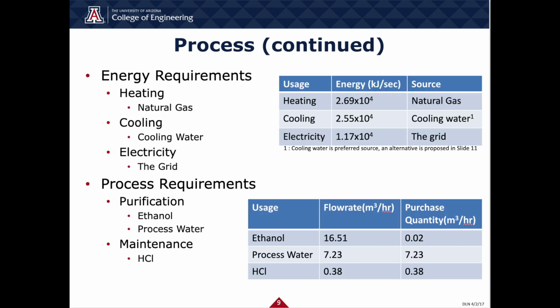For this process, we have both energy and purification requirements. For energy, we use natural gas as our heating. For cooling, we have a preferred source of cooling water. However, an alternative is proposed later on. And for electricity, we simply get it from the grid. For process requirements, we have both ethanol and processed water for purification. And for maintenance, we have hydrochloric acid, with the respective usages on the right side.